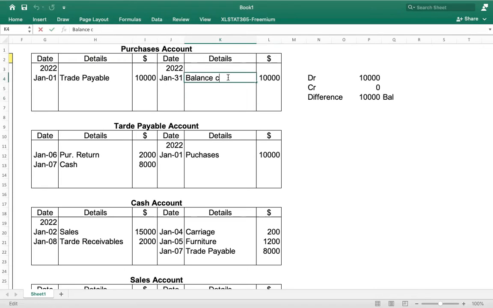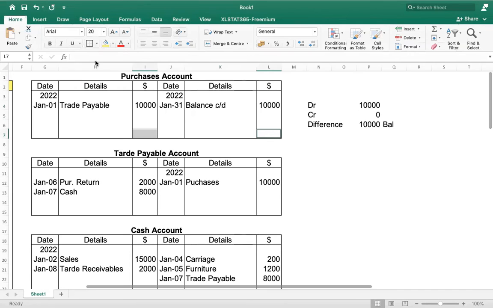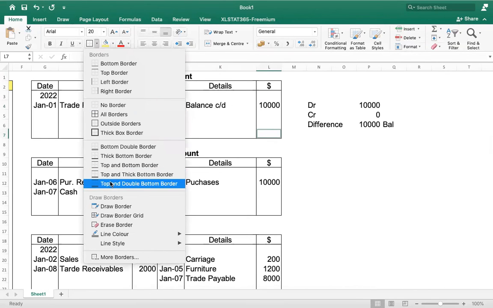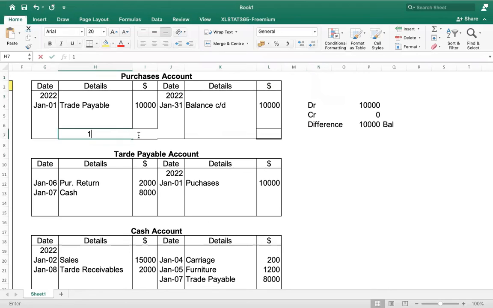Balance carried down. CD means carried down. After writing that, leave some space, then put the total. Put the total here 10,000, and here also 10,000. Agree? Understood this, how to do balancing?